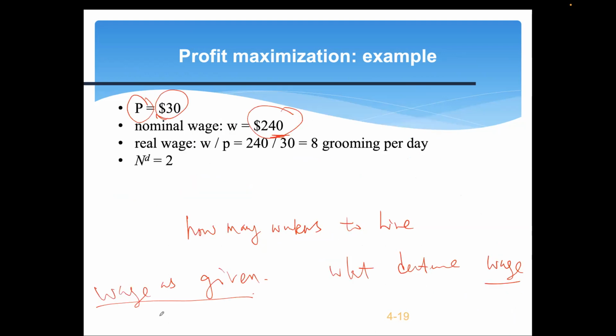This is one way. Now, alternatively, you can think about the wage in terms of the number of dogs they can groom, or we think about the real wage. This is not in dollar terms. This is in terms of the number of products.